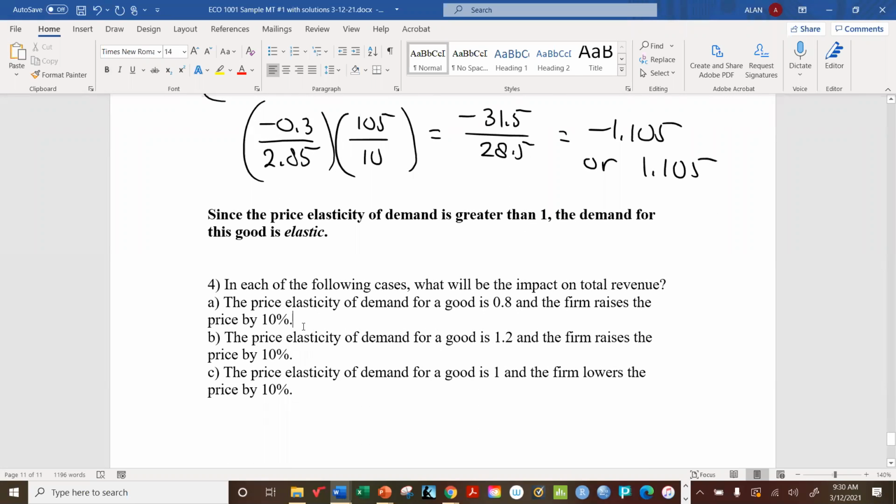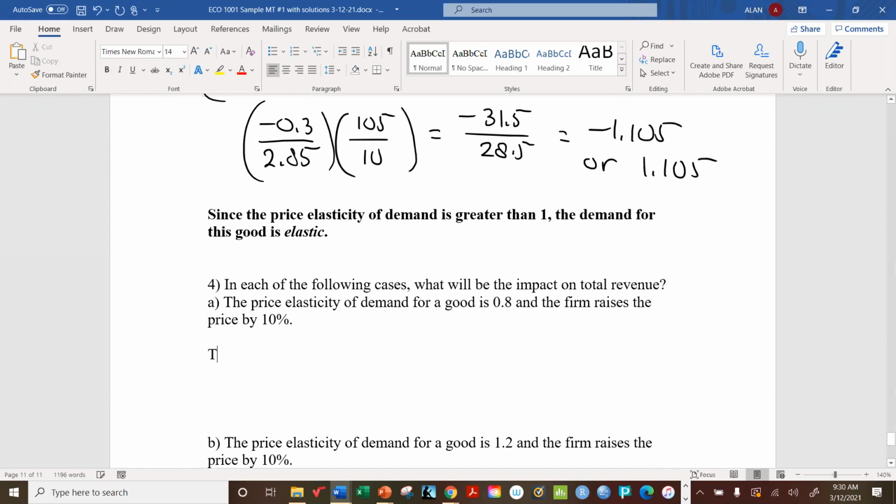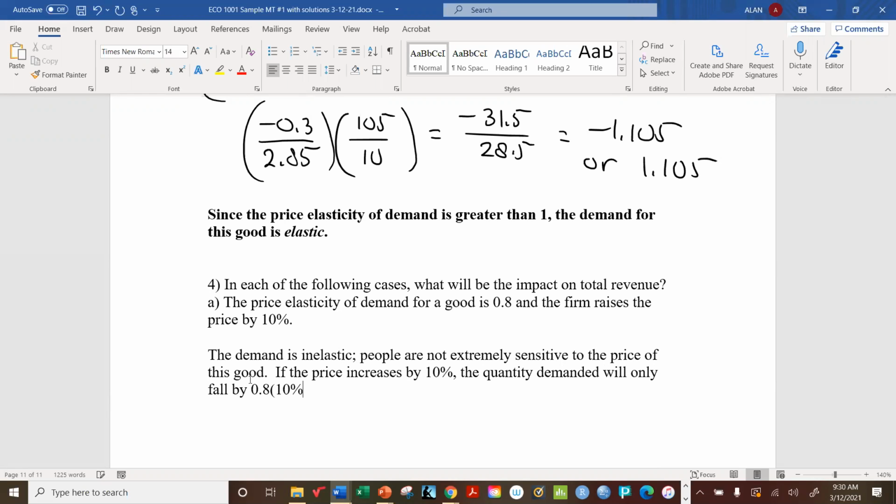All right, let's go on to this one. In the following cases, what will be the impact on total revenues? So now here, the demand is inelastic. People are not extremely sensitive to the price of this good. Okay, so that's sort of like a hint. So it turns out that if the price increases by 10%, the quantity demanded will only fall by 0.8 times that, so that total revenues will increase.